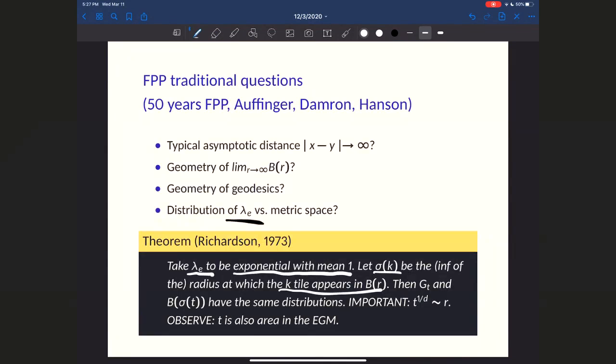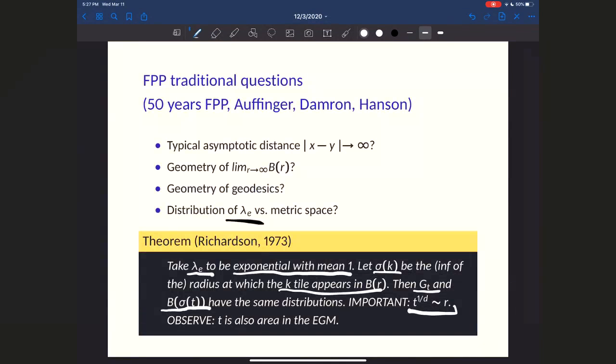Then, if we represent by gt the Eden model at time t, this Eden model at time t and the ball of this model that we have defined, combined with these variables that you just defined, sigma of t, are going to have the same distributions. So it is important to mention here that actually the radius is behaving as t to the 1 over d. Okay.